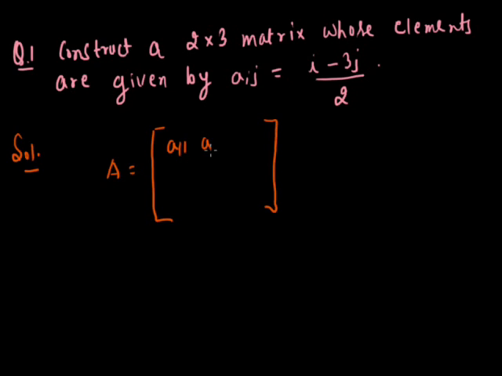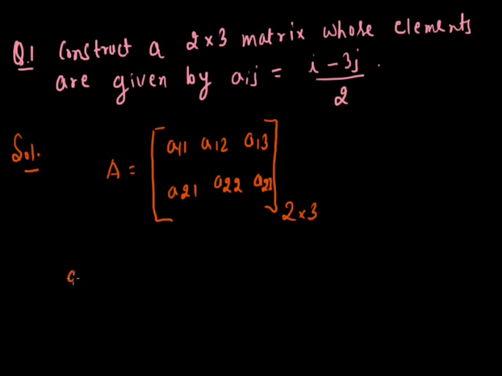Suppose this will be a11, a12, a13, a21, a22, a23. Now this is a matrix of order 2 into 3. Here there are 2 rows and 3 columns. So the matrix order is 2 into 3.